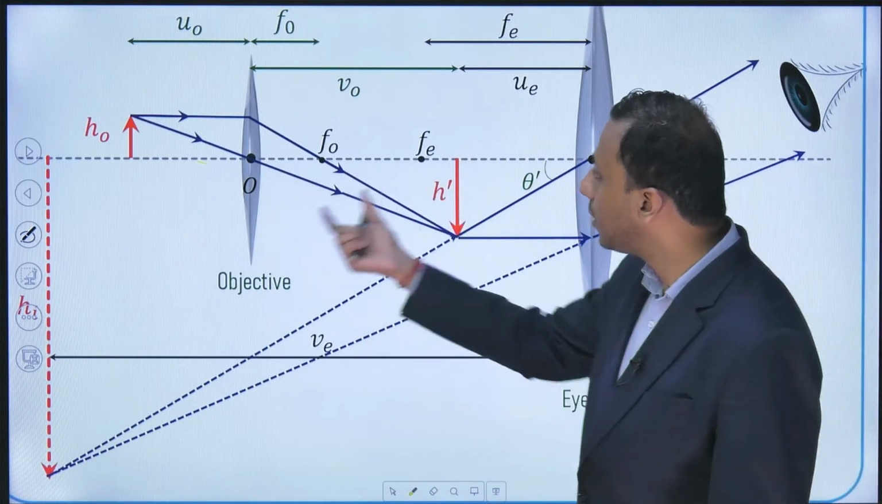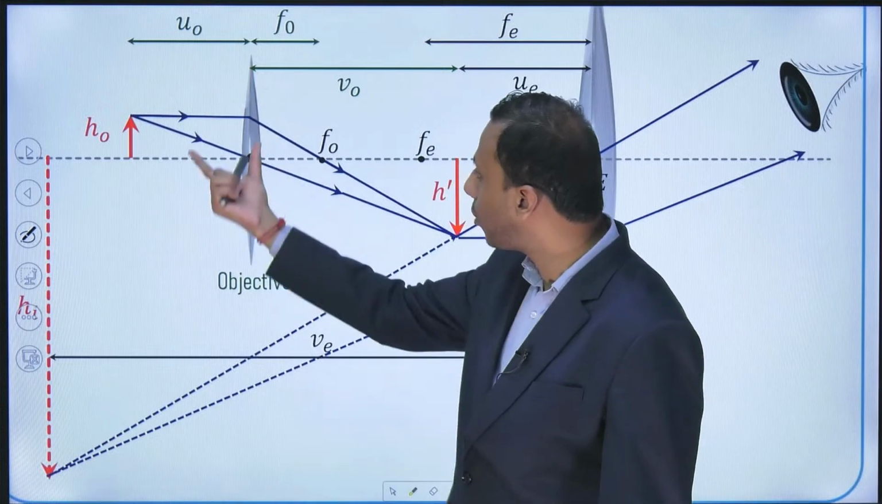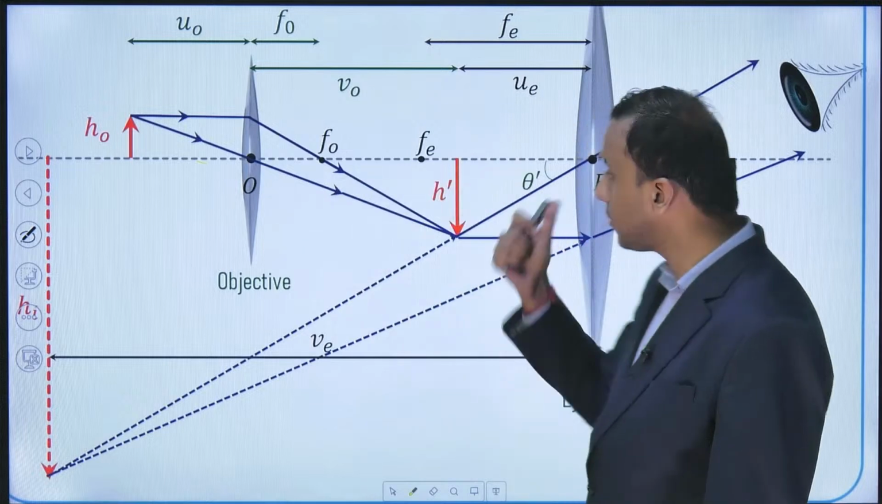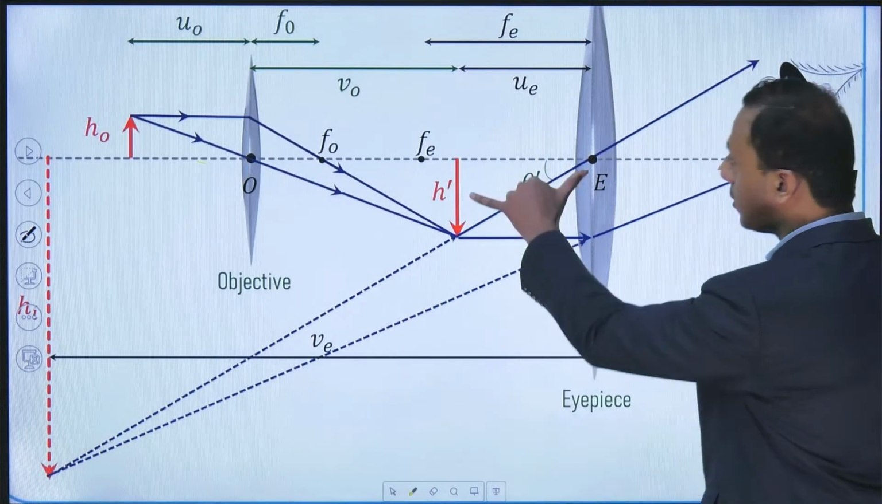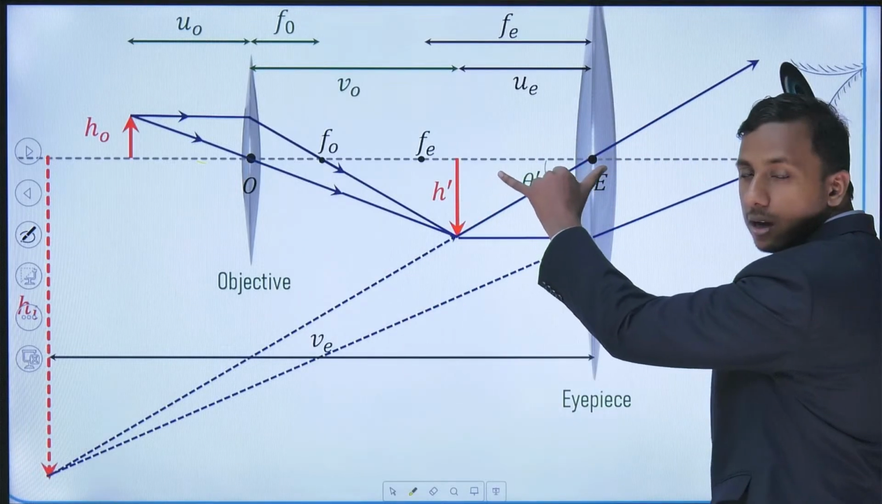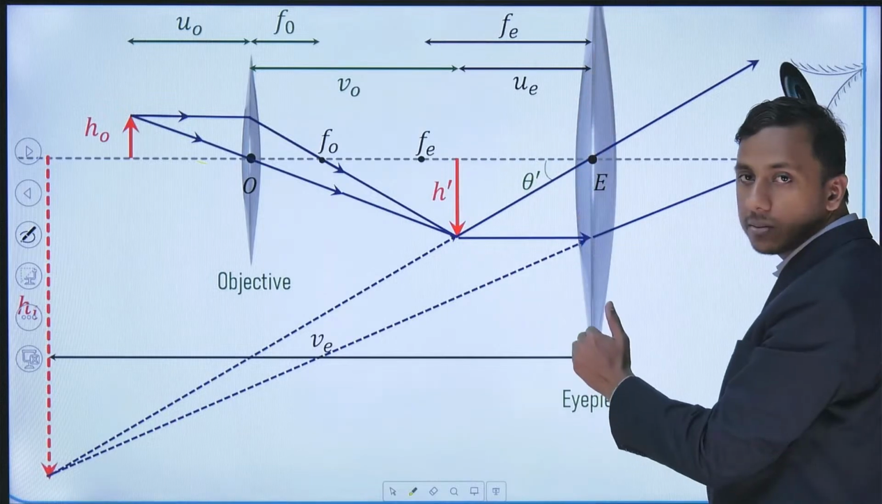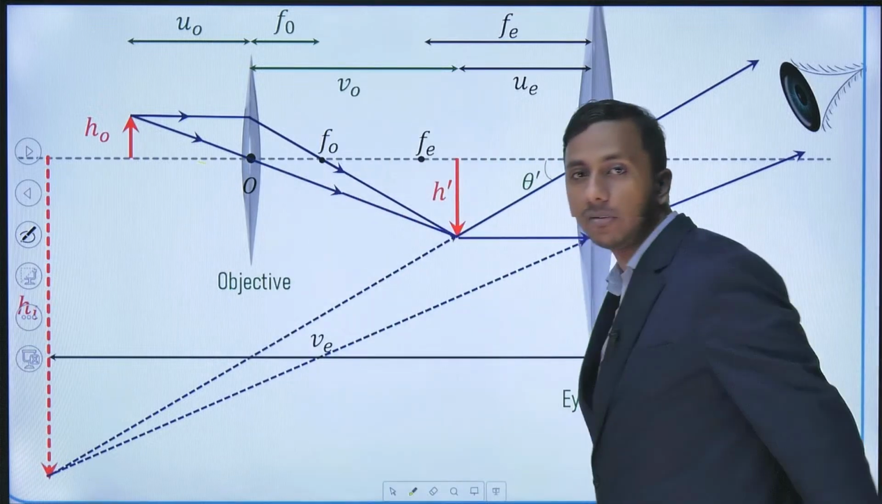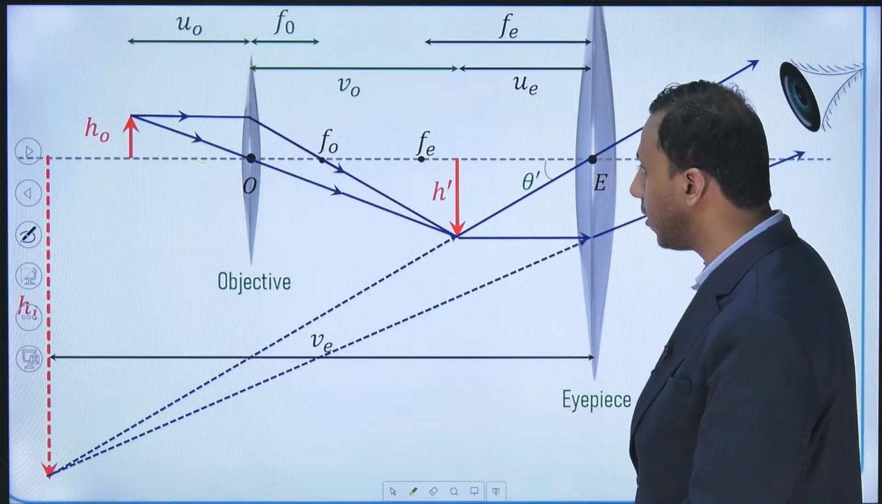And remember, this is the object distance U naught, this is the image distance V naught for the objective lens, and this distance would become the object distance for the eyepiece, and from here to there would become the image distance for the eyepiece, right?